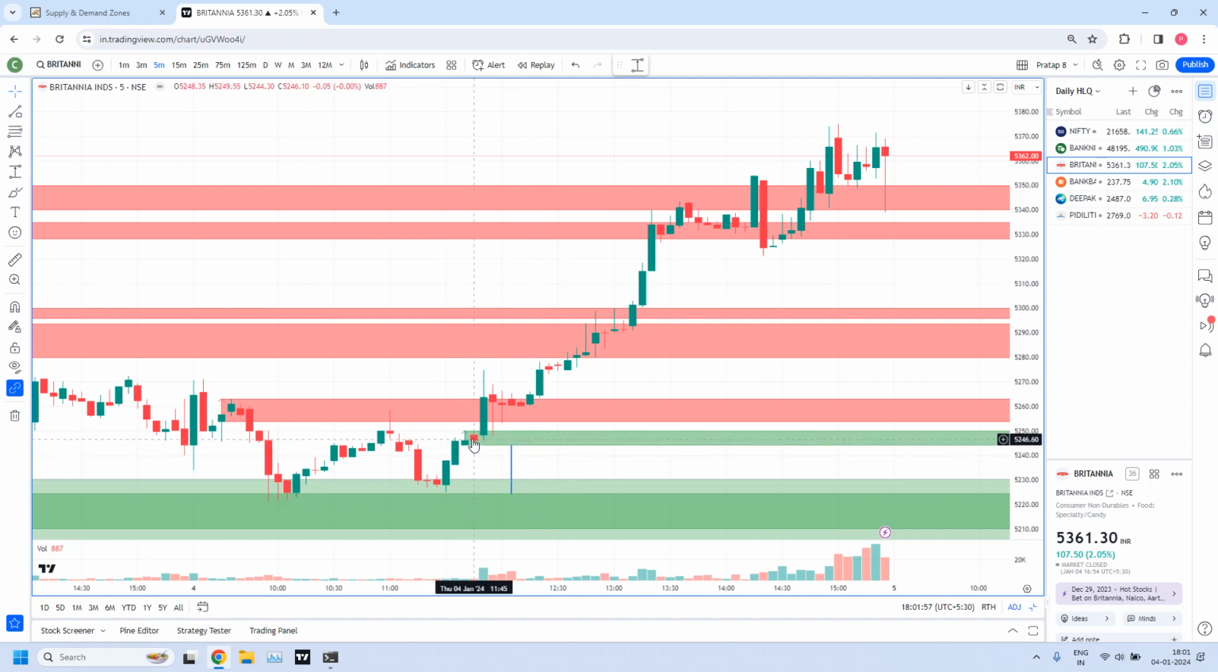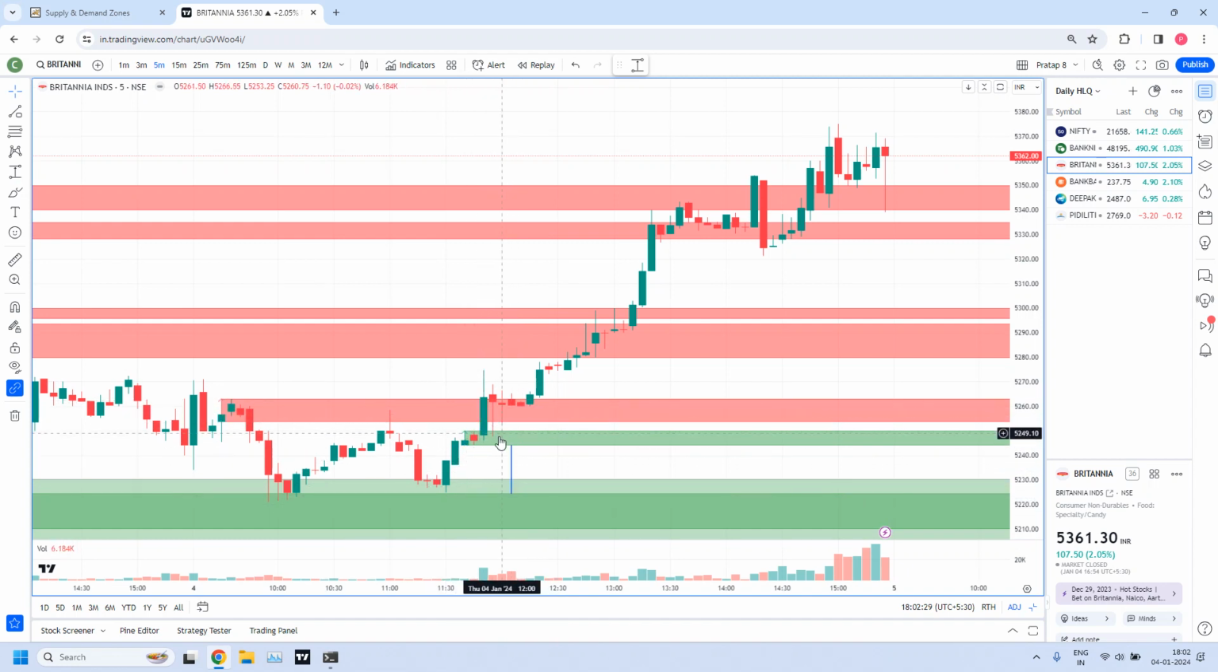If this 5 minutes demand zone had been far away from the supply zone, definitely I would have gone for my second profit booking at the supply zone. But this 5 minutes demand zone and the 15 minutes supply zone are very close. Now I want to take a decision. What is the decision? Instead of booking my profit in this 15 minutes zone, I want to go for a trailing stop loss. That is the decision we have taken.